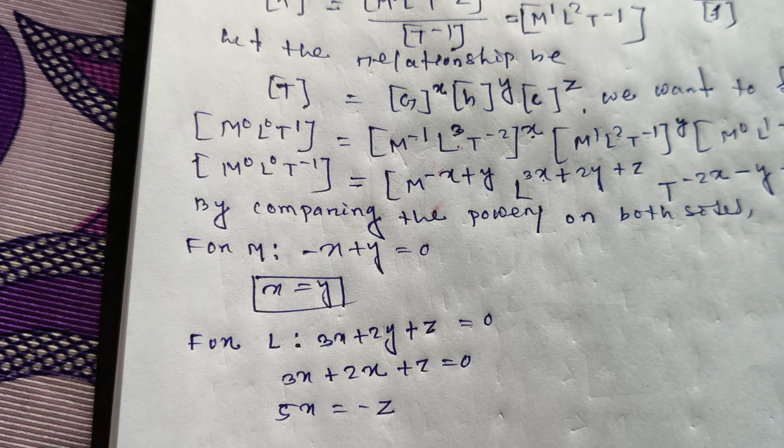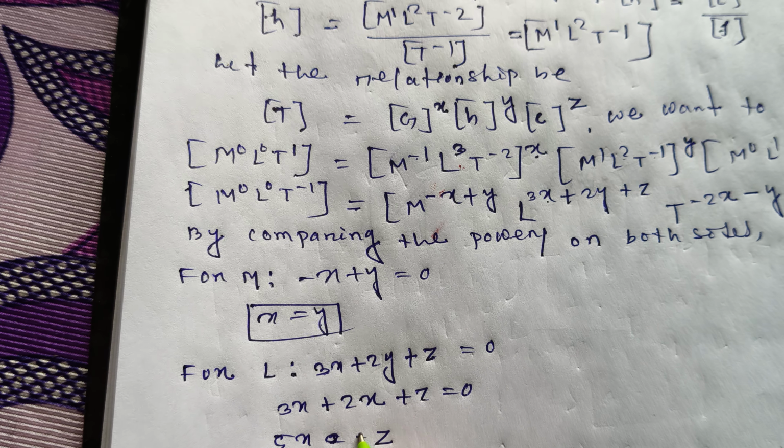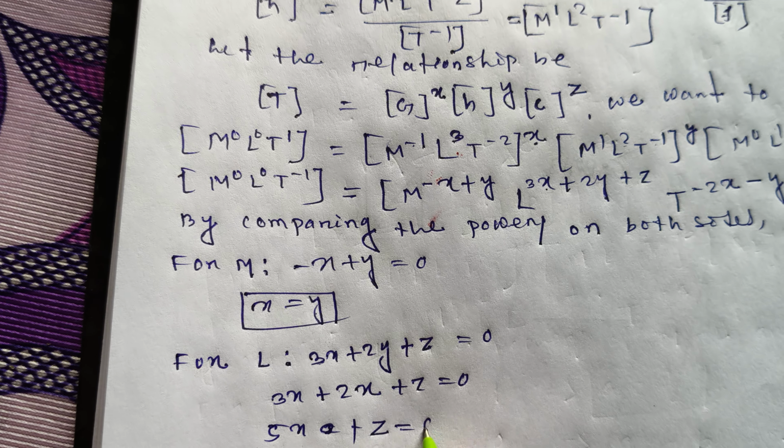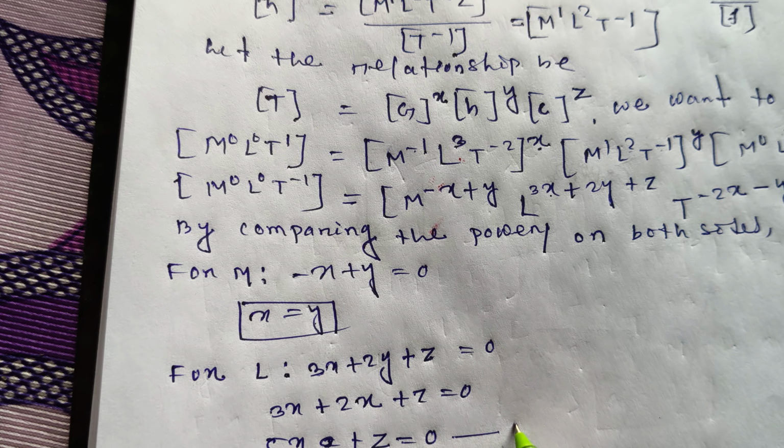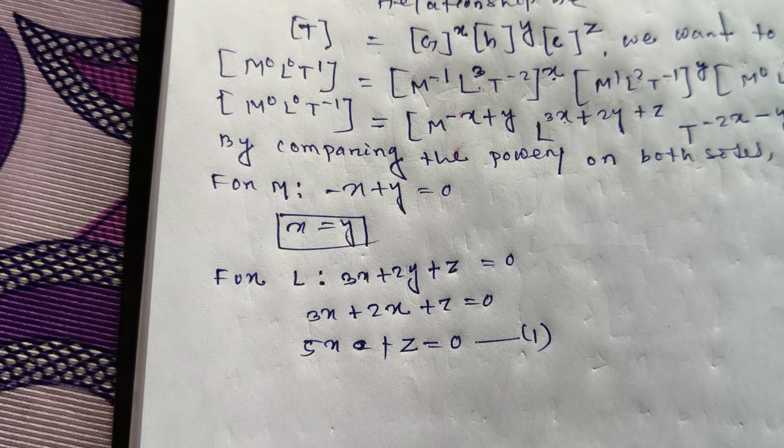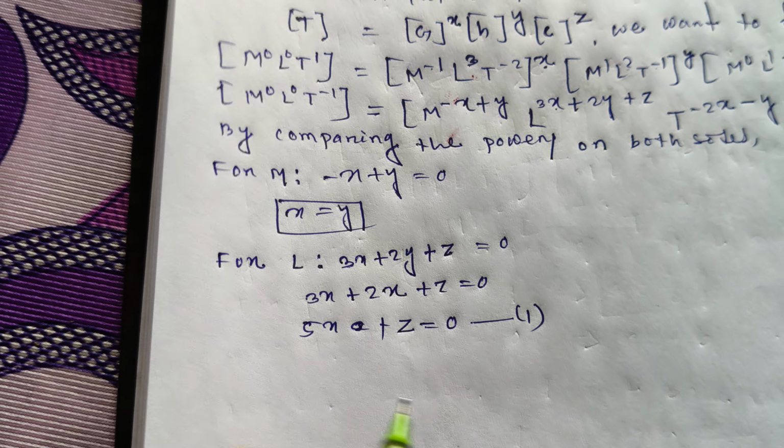So 5x plus z is equal to 0. Let this be equation number 1.